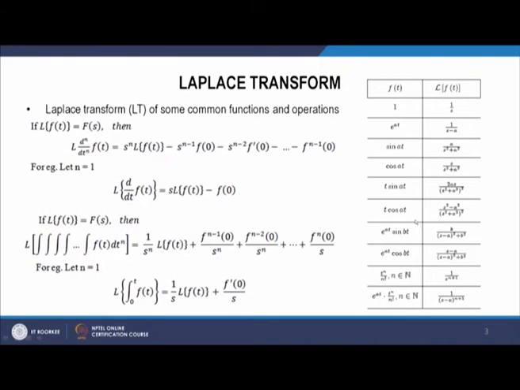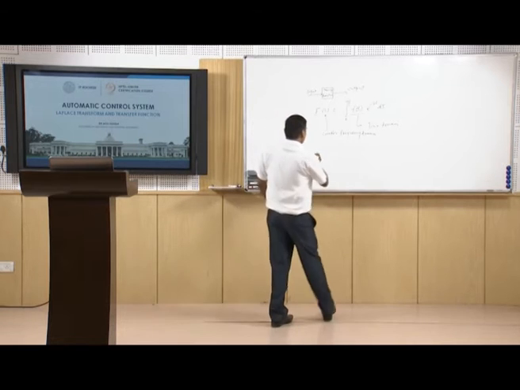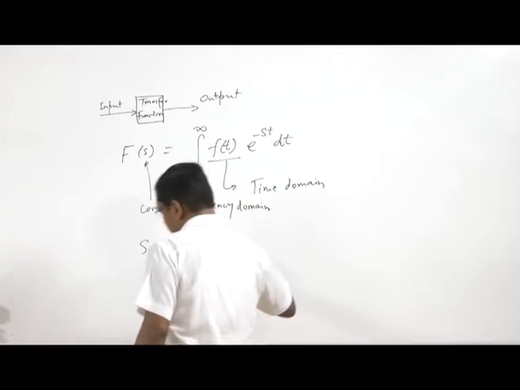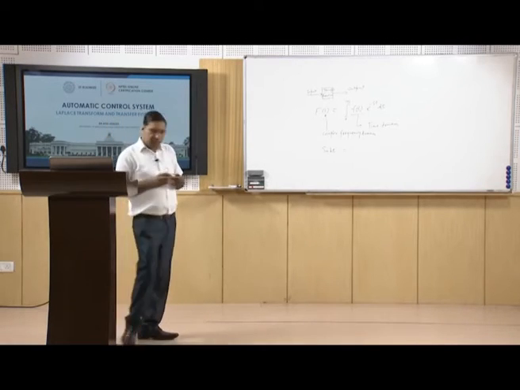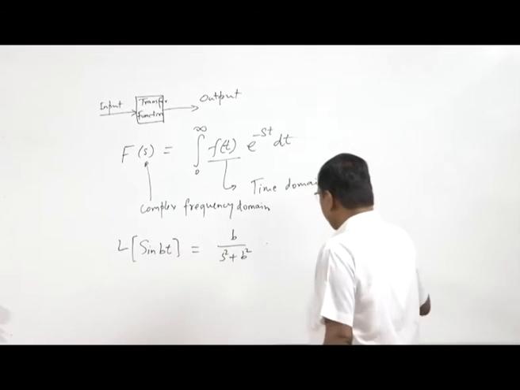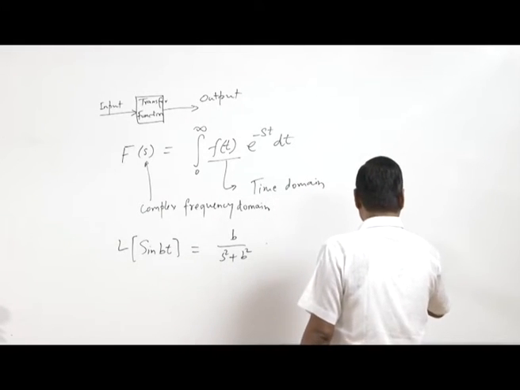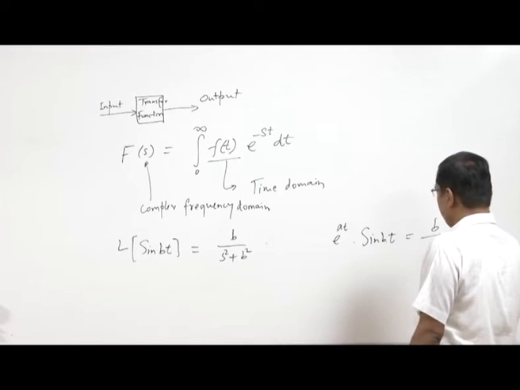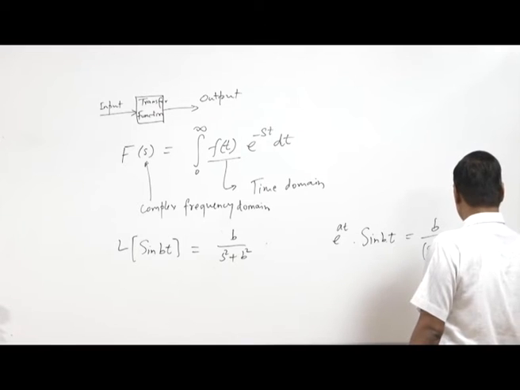Now here we can see the Laplace transform of sine bt into exponential function e power at. So we are getting b upon s minus a whole square plus b square. So here we should note one point, that the Laplace transform of sine bt is b upon s square plus b square. However, if we take the Laplace transform of sine bt into exponential at, it will be b upon s minus a whole square plus b square.